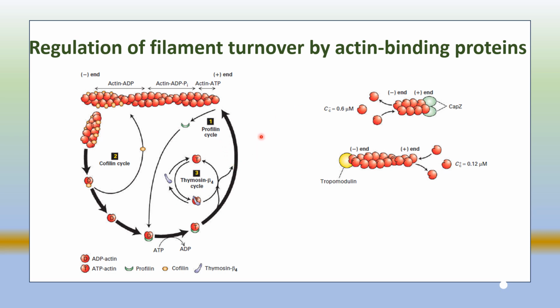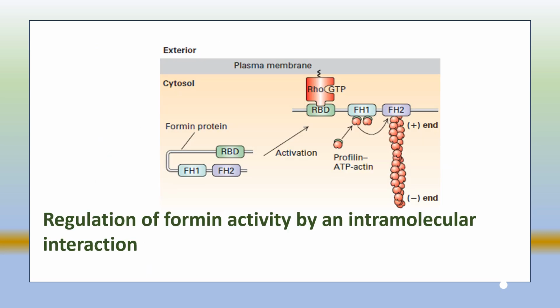Especially important are profilin, thymosin, and cofilin. Now this is the regulation of formin. We talked about formin and said it has a crucial role to play because it goes on adding different monomers, the G actins, on the plus end. Now, the regulation of formin is governed by intramolecular interaction. See, this is the plasma membrane, the exterior of the cell, and this is the cytosol. All of the signaling which is happening is inside the cytosol.